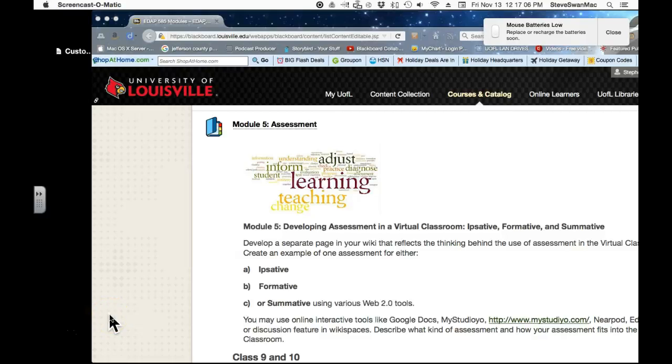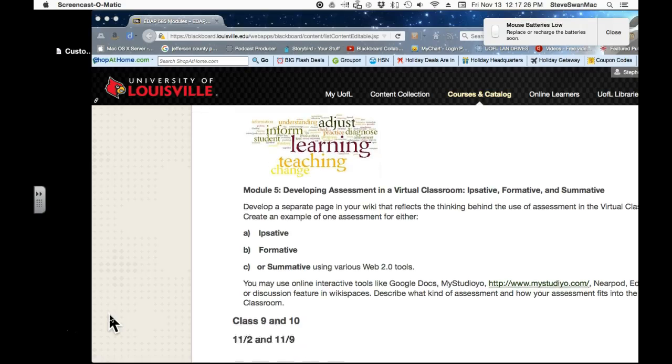We are moving past lesson creation and now looking at lesson evaluation, in other words, assessment. There are three forms of assessment, and you know this. There is formative, summative, and you may not know about ipsative. So I will be talking about that briefly.